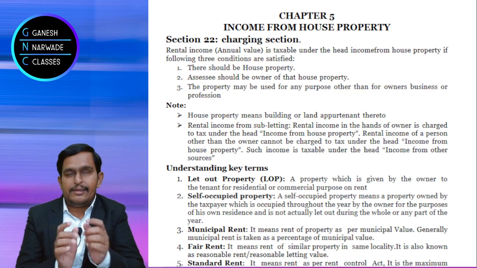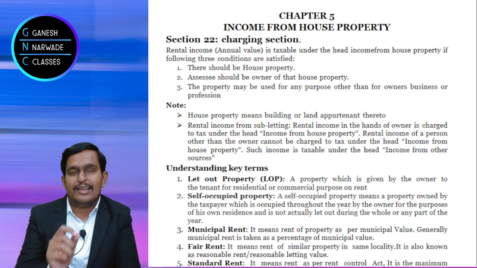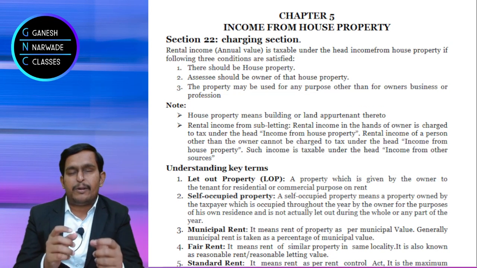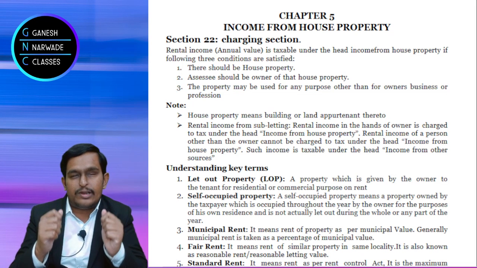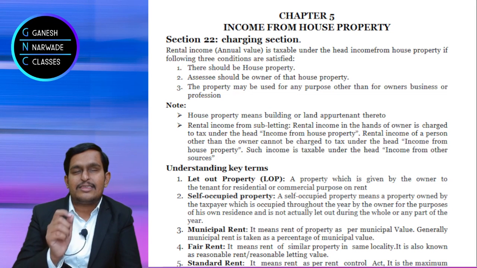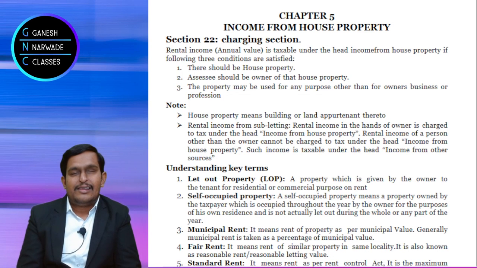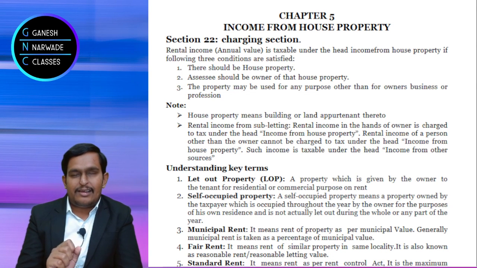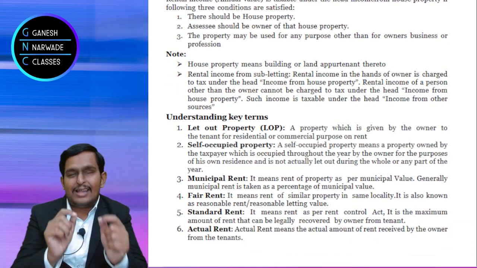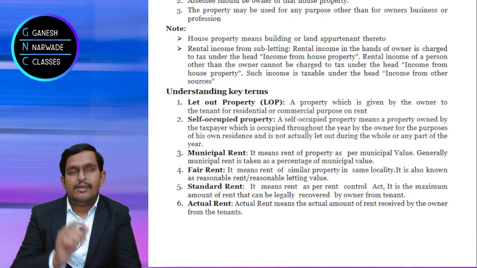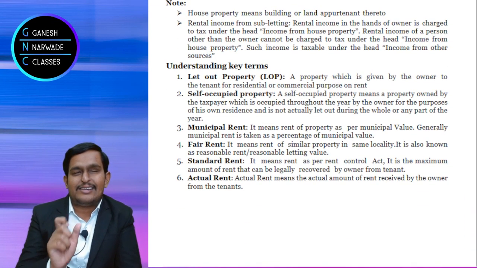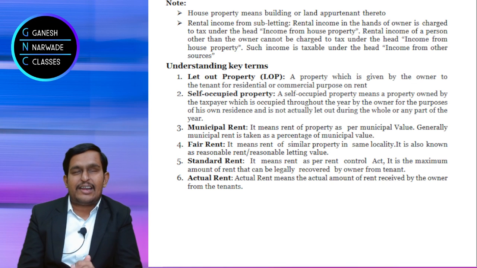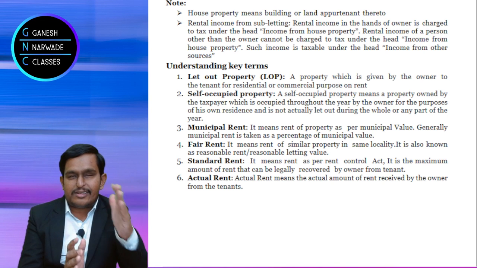Okay, some key important terms are there, like let out property. If the property is given on rent, we call it let out property. If the property is occupied by the owner himself, we call it self-occupied property. Then rent as per municipal valuation. When the municipality values the building, they create something called municipal value. As a percentage of municipal value, some rent is fixed and that is municipal rent.